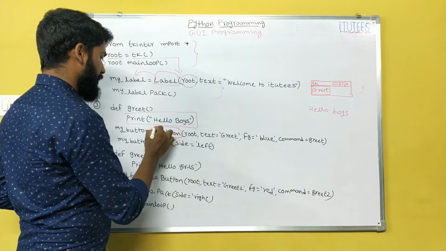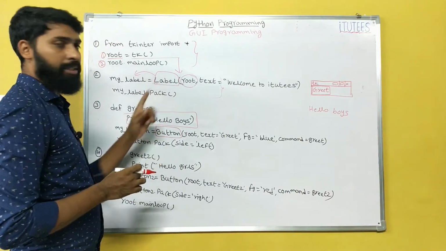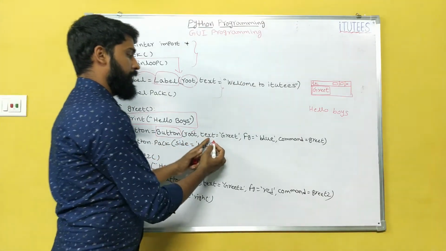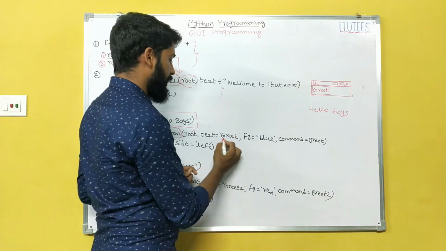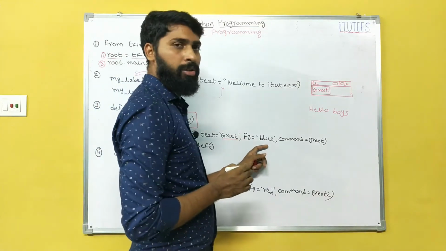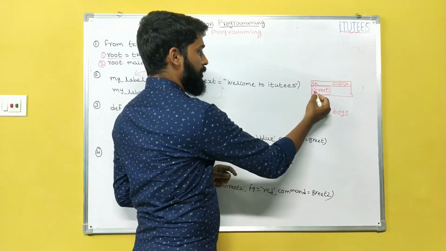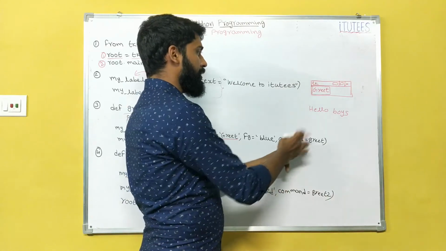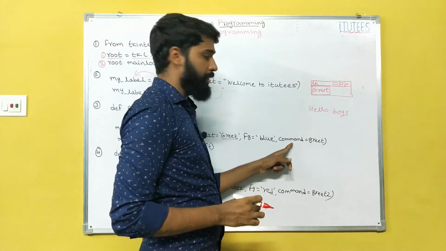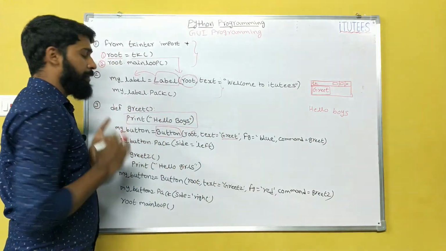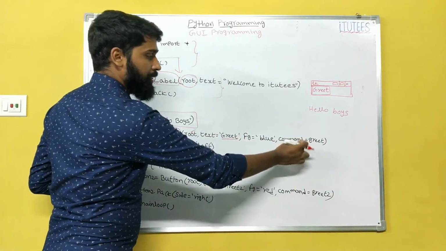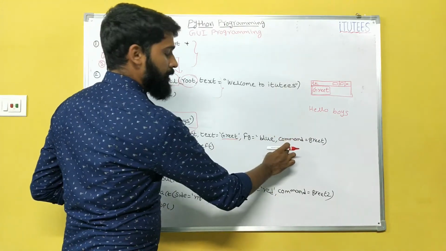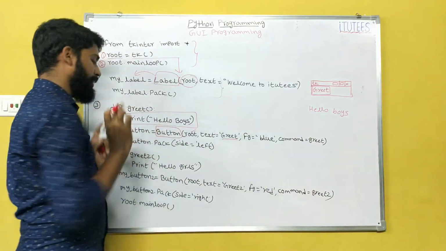So I take one button. The button is added to this window, so I can write root. After that, text: what is the text I want to place in this button? Greet. And fg equals blue. fg means foreground color, that means the greet text in the color blue. And command equals greet. Command means when you click on this button, the greet function will be invoked. The command is an event, what event you are performing on the button. If clicking is the event, if you click, this greet function will be executed.